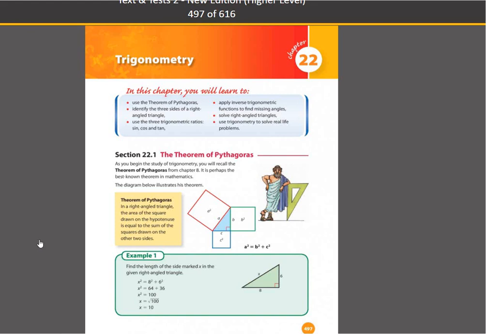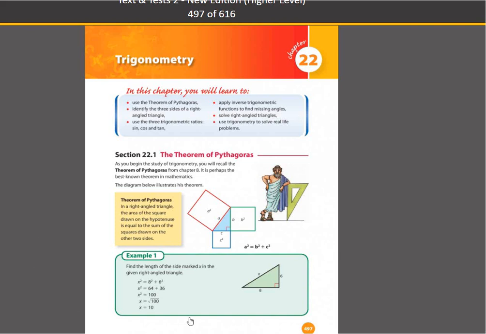Okay, so welcome to today's lesson, which will be based on our chapter of trigonometry. It's chapter 22 in our book, page 497. And it's a fairly short chapter. There's not a huge amount in it. A lot of it is based on the idea of right angle triangles. And the first thing that we have learned already, and that we're just going to refresh and go over again, is what we refer to as our theorem of Pythagoras.